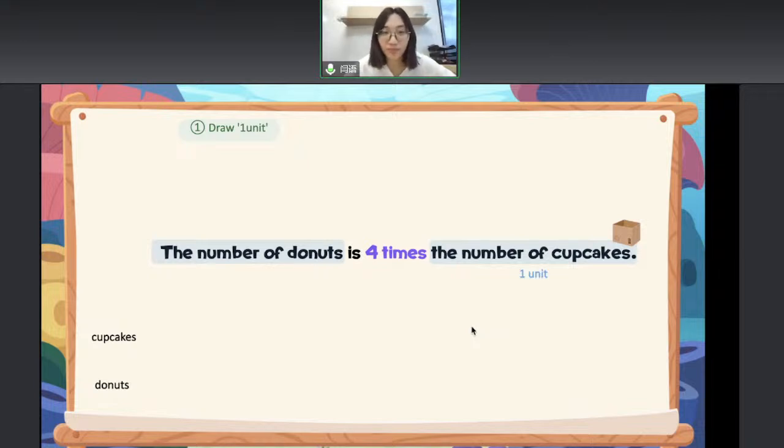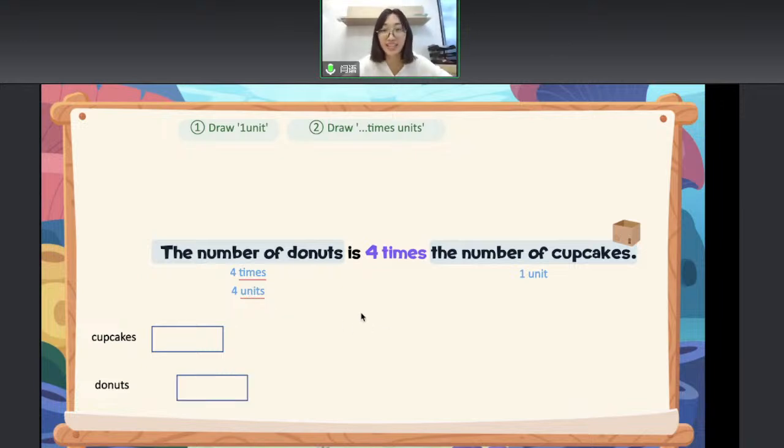Okay, and then we just start from cupcake. And then you need to draw multiple units. Here, the number of donuts is 4 times. In other words, that is 4 units. Okay, can we start to draw like this? Is it correct? No. Why? Because when you try to draw the model, you need to make sure that they start from the same line. That is why usually I put a straight line first before I draw the model. Okay, and then following this, you need to draw 4 units.